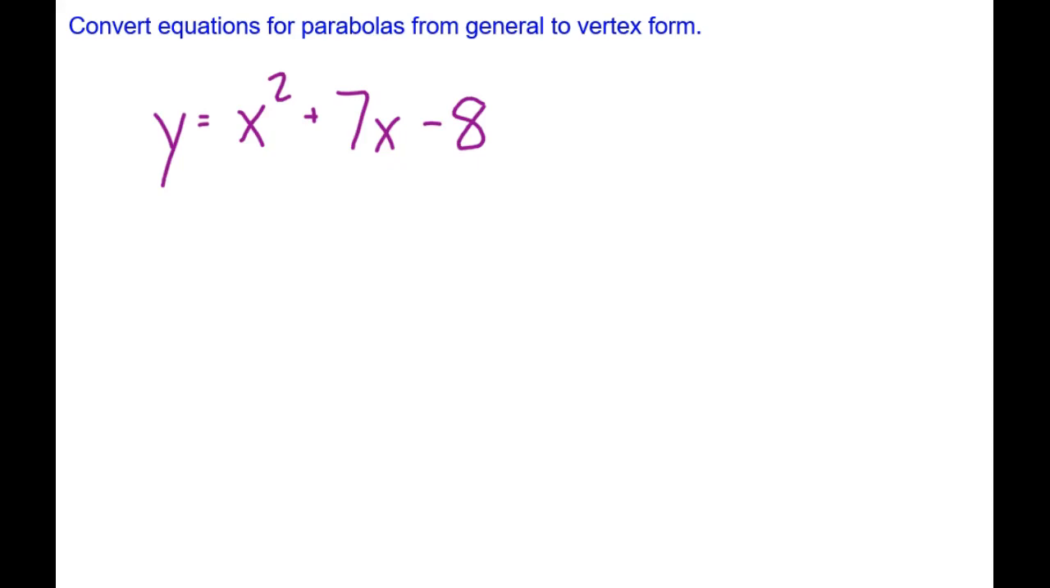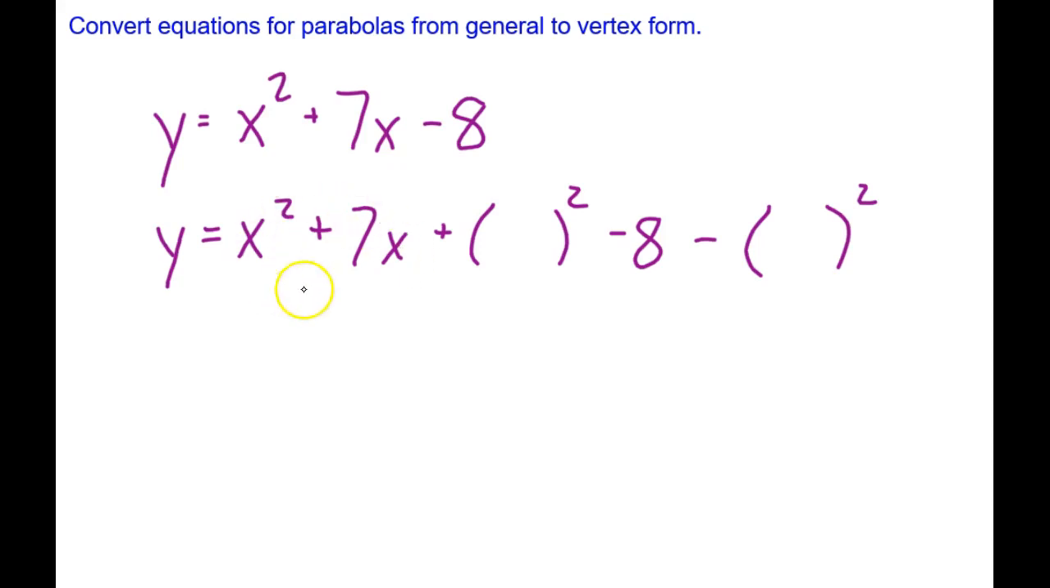So if we're in this form, y equals x squared plus 7x minus 8, we're going to separate our x terms and our constant term. So if we separate our x terms from our constant, we have x squared plus 7x plus, we're going to add our b over 2 value, which is going to be 7 over 2. If we add that value, at some point we have to subtract it to keep it balanced, so we're going to subtract 7 over 2, that quantity squared, at the end.